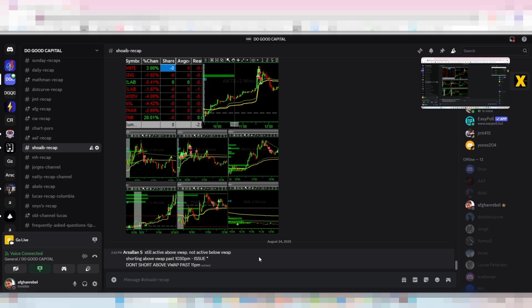For 1 week, if you don't short above VWAP, you're going to get Egyptian food. Past 10:30 p.m., right? If you don't short after 10:30 p.m. So it says 11 p.m. right now. Adjust, yeah, I'm changing it. And then also write down that Egyptian thing.